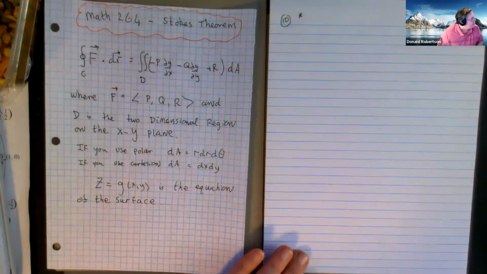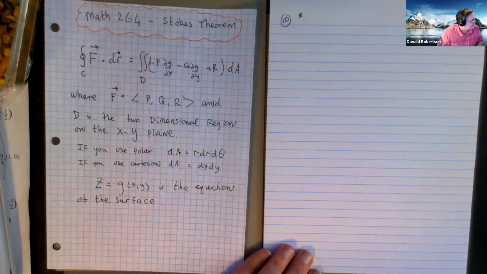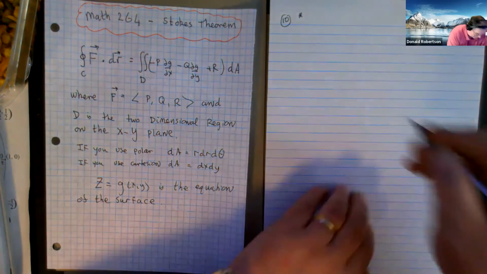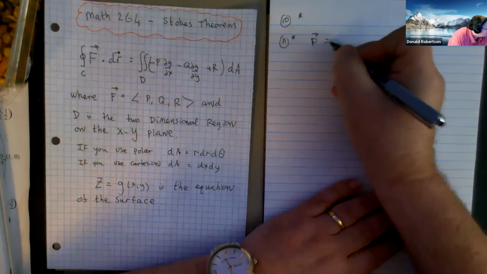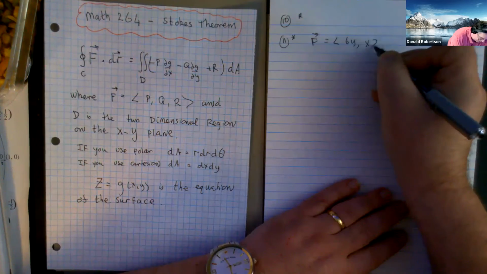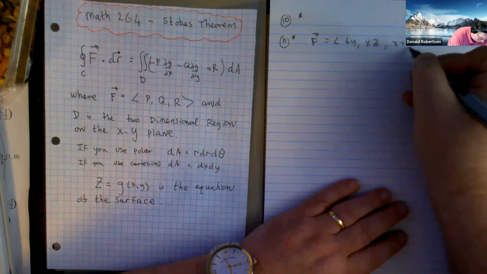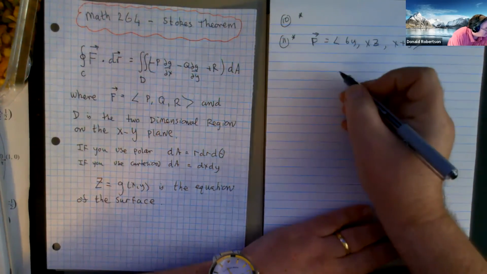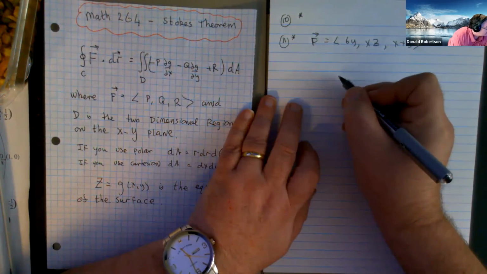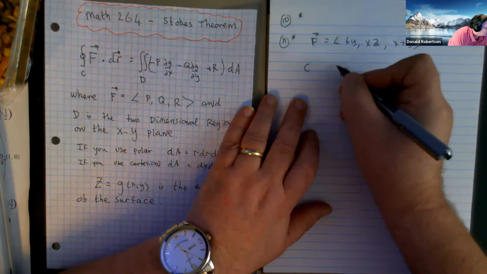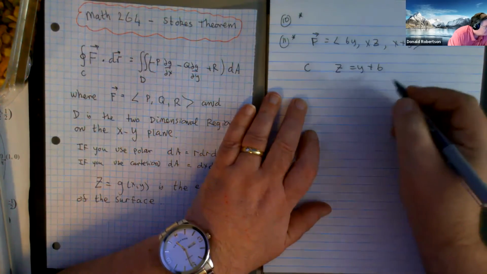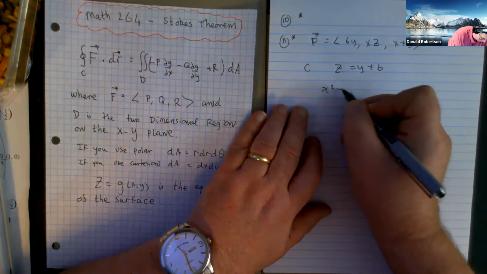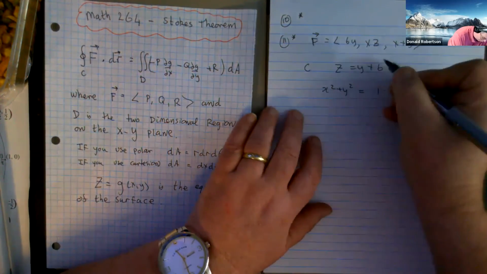Question 10 is another one of those planes meeting the first octant, so I'm not actually going to do that one. Right, let's do 11. Our vector field is 6y, xz, x plus y, and we are looking at C, where z equals y plus 6, which is a plane, meets up with the circle x squared plus y squared equals 1.